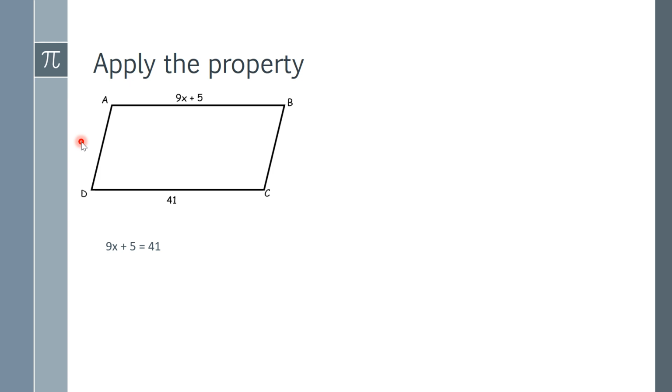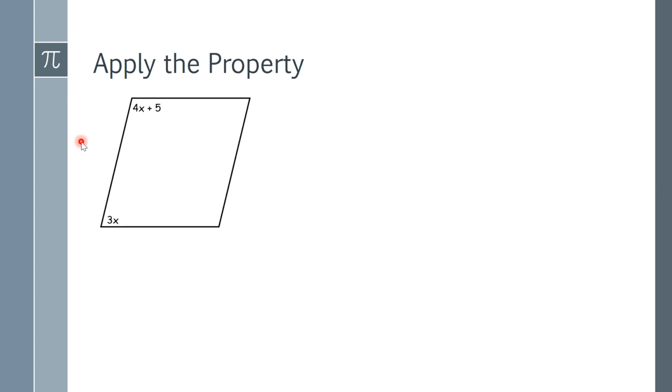And then we're going to solve the equation. So we'll subtract 5 from each side. That'll give us 9x equals 36. And then finally, we'll divide by 9 and get that x equals 4. So that's how we're going to apply that property. So let's take a look at the next property.